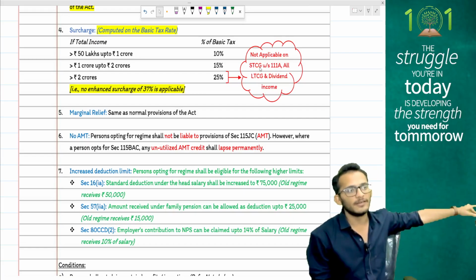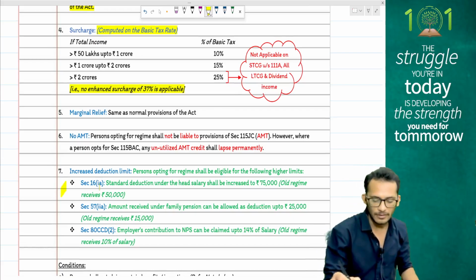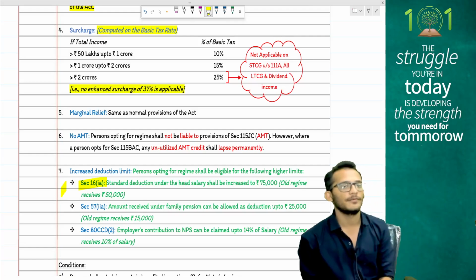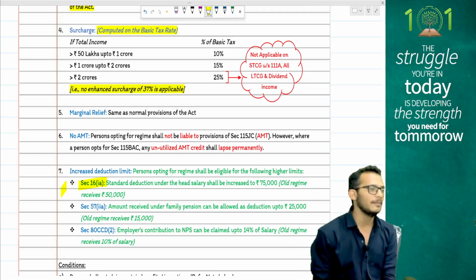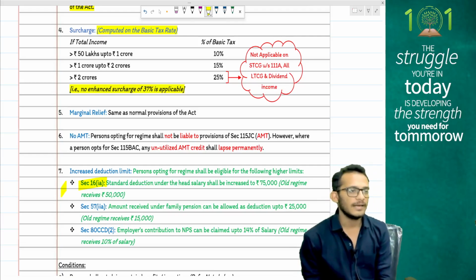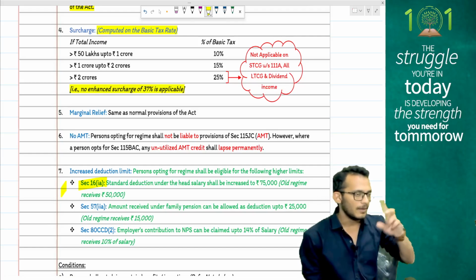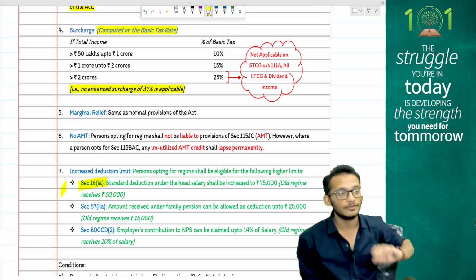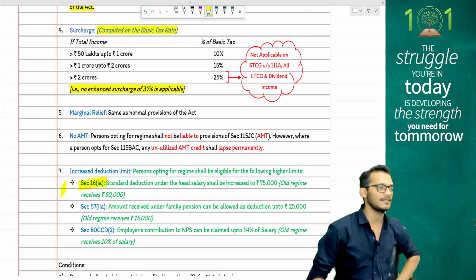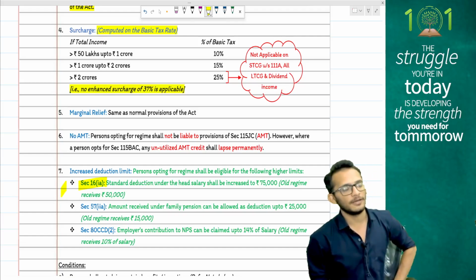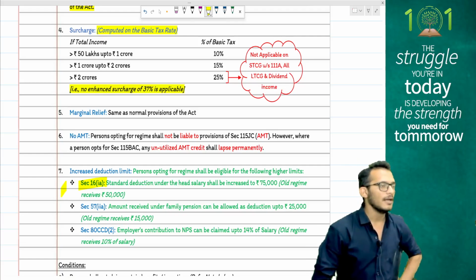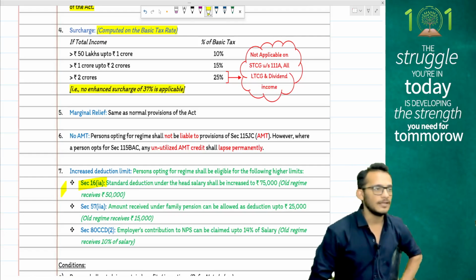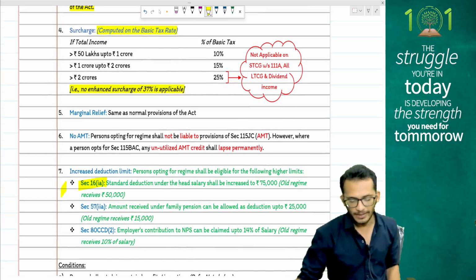Two special benefits given in the current year people, and I expect a question on this in exam in your double taxation relief, is that if you are choosing 115 BAC, any salary will be now granted a standard deduction of 75,000 under default regime, but only 50,000 under alternate regime. So please be very mindful about this. If you get a double taxation question, check what regime is opted for, and then check whether salary is given in the question or not. If salary is given, then it is 75,000 for default and 50,000 for alternate. Keep that one thing in mind.